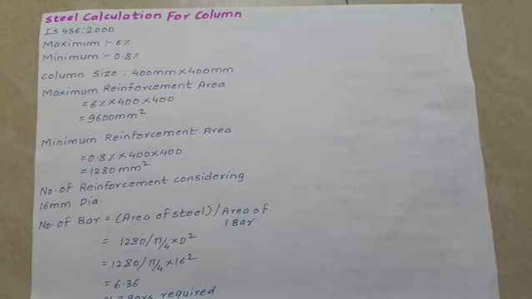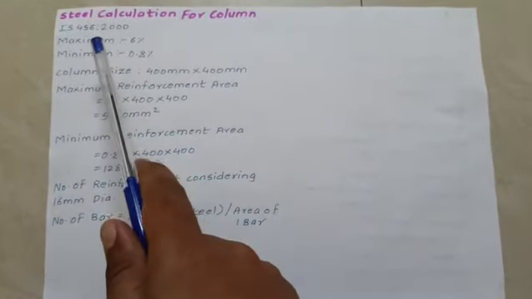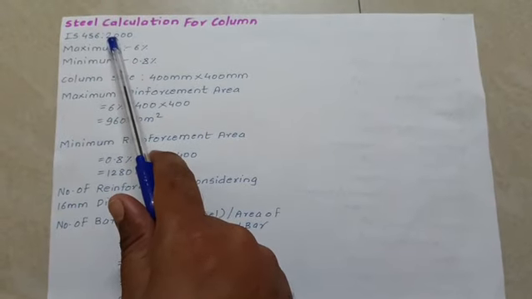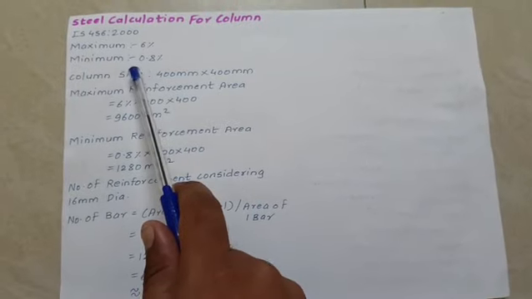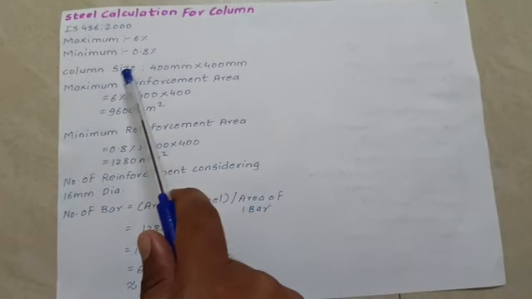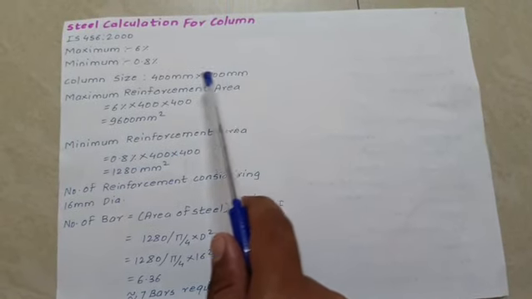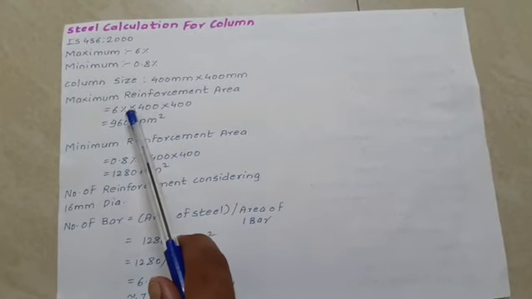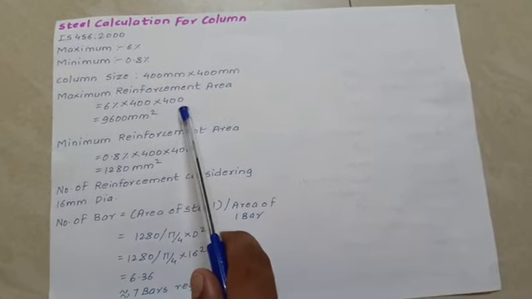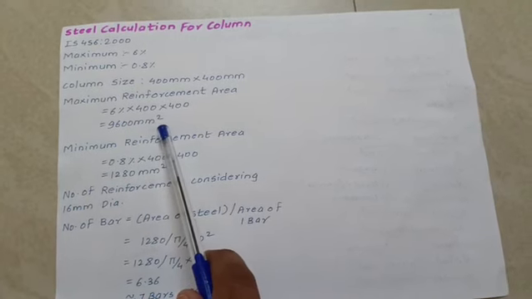Today's topic is steel calculation for a column. As per IS 456-2000, the maximum percentage of steel is 6% and the minimum percentage of steel is 0.8%. Consider a column size of 400 mm into 400 mm. First, calculate the maximum reinforcement area, which is equal to 6% into 400, which is equal to 9600 mm square.